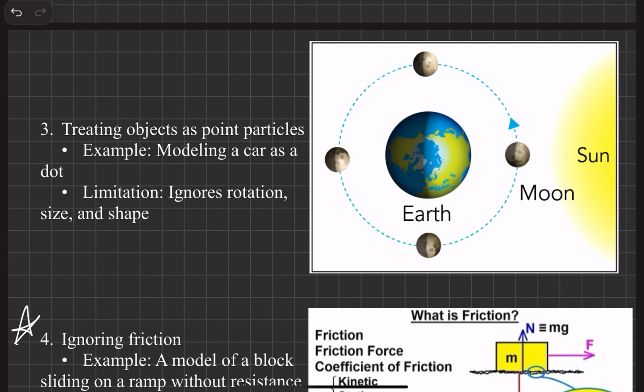But for the case of most of the physics that we do, at least in this class, we can treat the moon as a point particle and pretend that all of the mass is in one point and it's all being pulled the same towards Earth. So that's the point particle assumption.